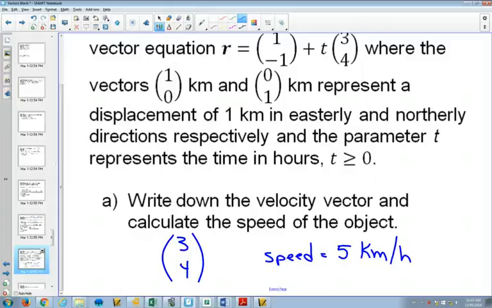In other words, in 1 hour, it's going to travel from its starting point at 1, negative 1, it's going to travel 3 to the right and 4 up. And if you had this triangle, 3 to the right and 4 up, a squared plus b squared equals c squared, the length of that vector would be 5. And so the speed of that object, it's gone 5 kilometers in 1 hour. And so that's its speed, 5 kilometers per hour.